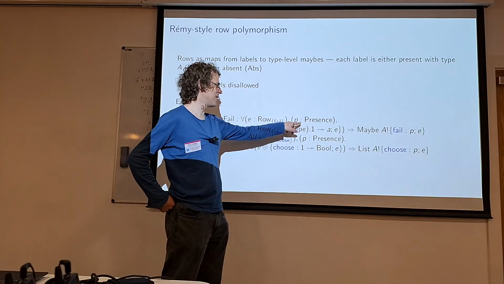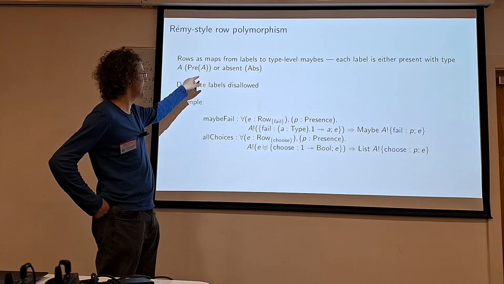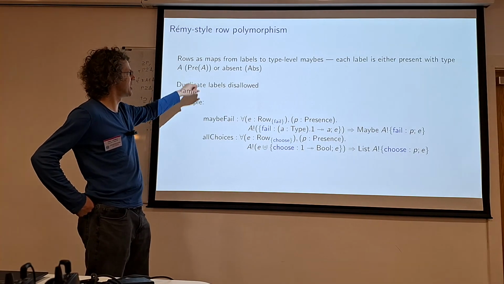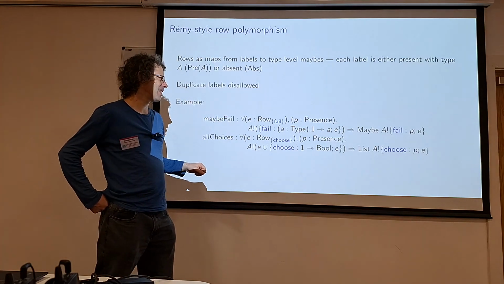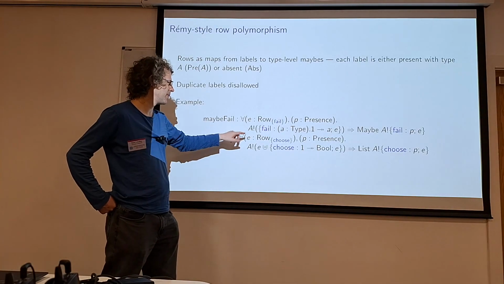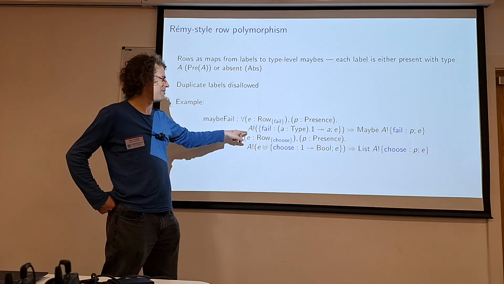And then P is ranging over the presence information, so that's either going to say it's present of type A, which we often don't bother writing the pre bit, or that it's absent. Yes, there's something kind of interesting going on here. And this, you'll see, this is a bit painful.